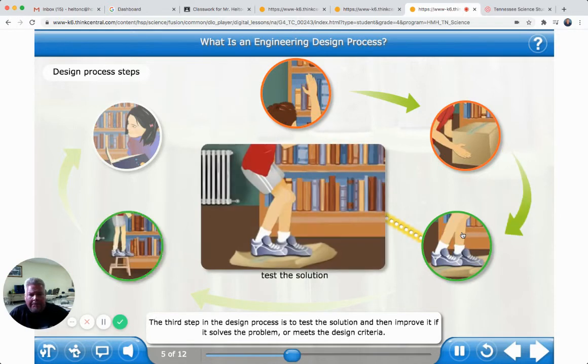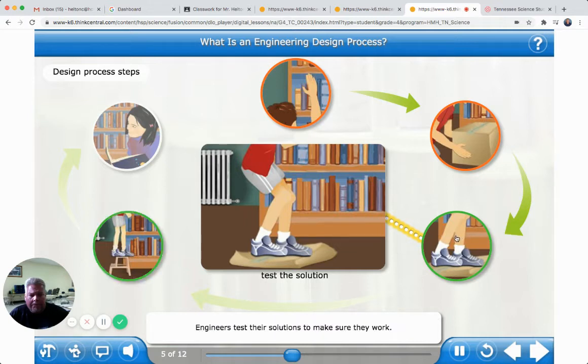The third step in the design process is to test the solution and then improve it if it solves the problem or meets the design criteria. Engineers test their solutions to make sure they work. Then engineers improve a solution that works. His solution didn't work, did it? He stood on the box and it squished. So, got to try again.